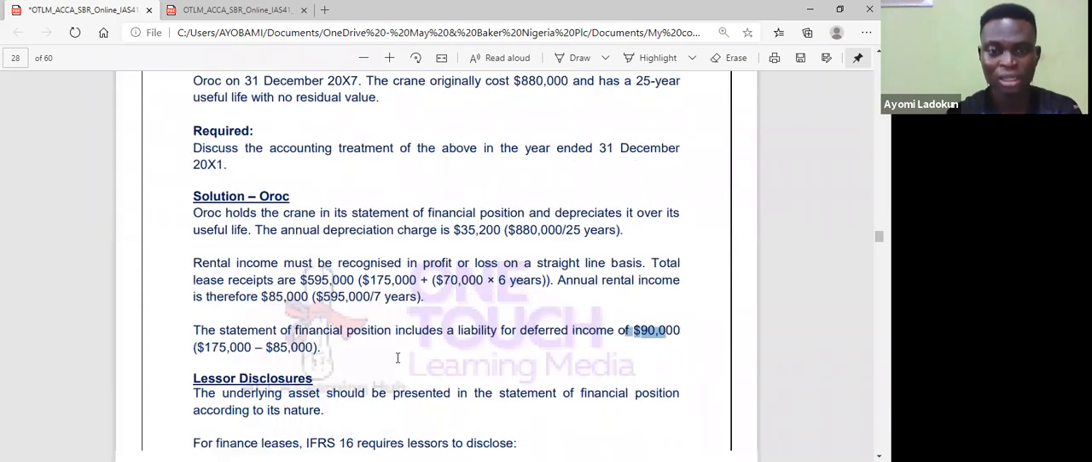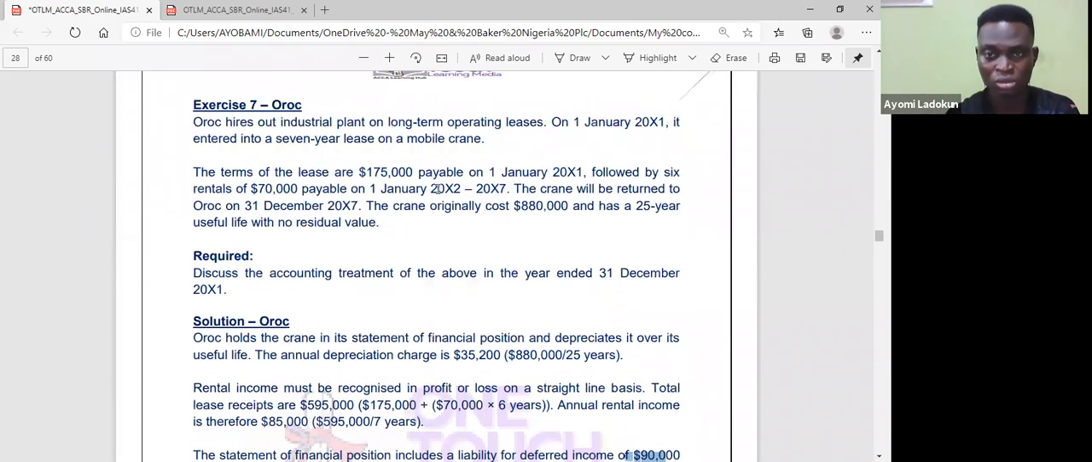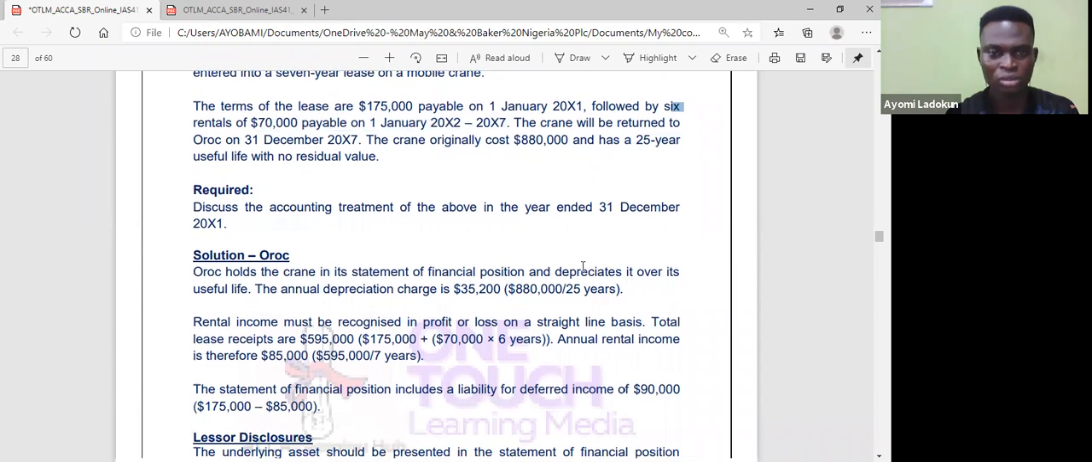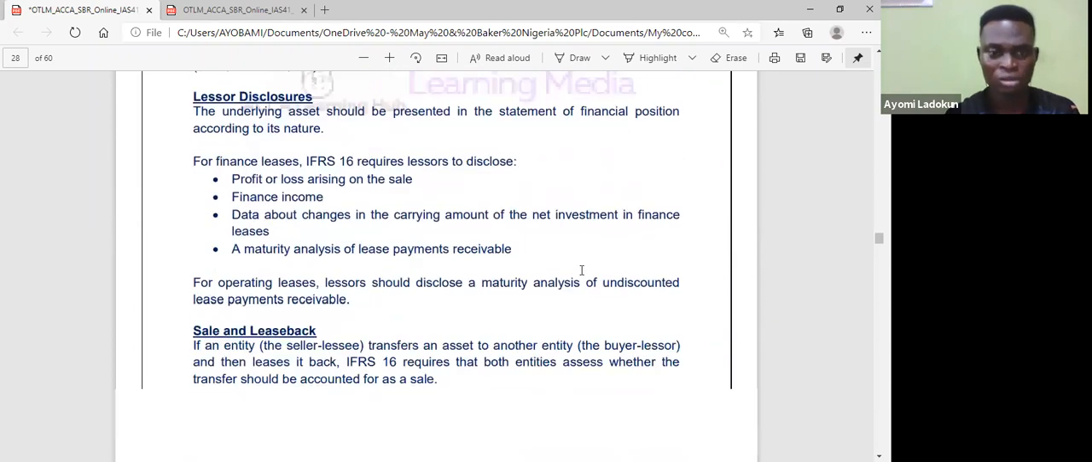Normally, all you need to do is take a look at the rental income. The complication that can be there is what the examiner has told you here, to say 175 in year 1 and 70,000 payable for 6 years. So you need to multiply by 6 so that you get the total figure, add to this 175, and divide by the lease time, which is 7 years. How did I know it's 7 years? I'll pay here 1, then followed by 6. That's what you're doing, and that is all. So you also have the source disclosure.